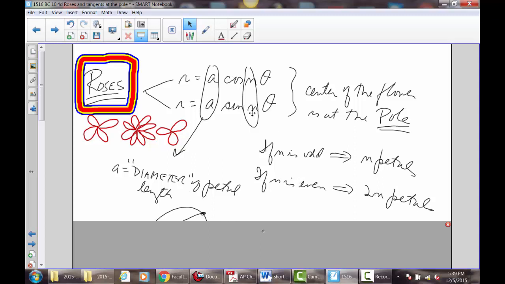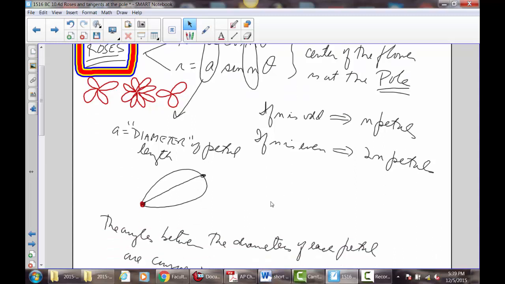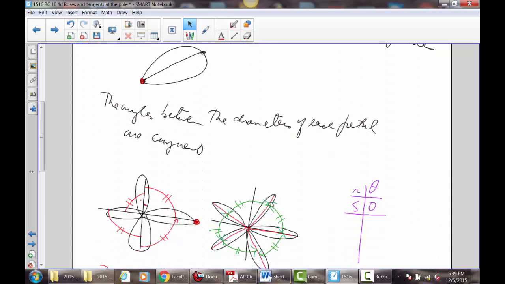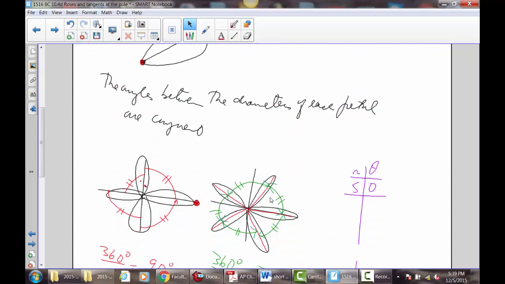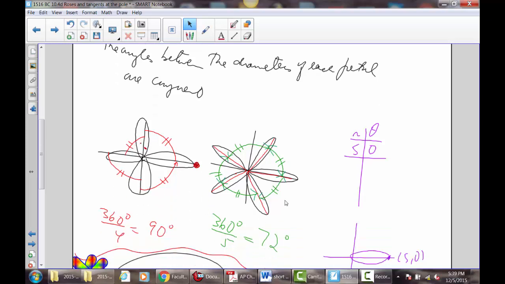If n here, the coefficient of the angle, is odd, that's how many petals there are. If it's even, then it's 2 times that number of petals. Okay? Now, the angles between the diameters of each petal are going to be congruent. So notice here you have 90 degrees, 90 degrees, 90 degrees, 90 degrees. Over here, if you have 5 petals, dividing 360 by 5, there'll be 72 degrees between each one.